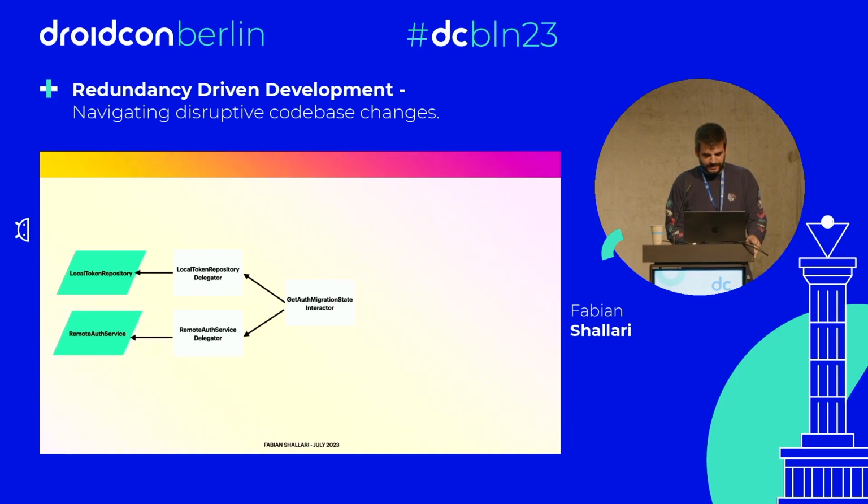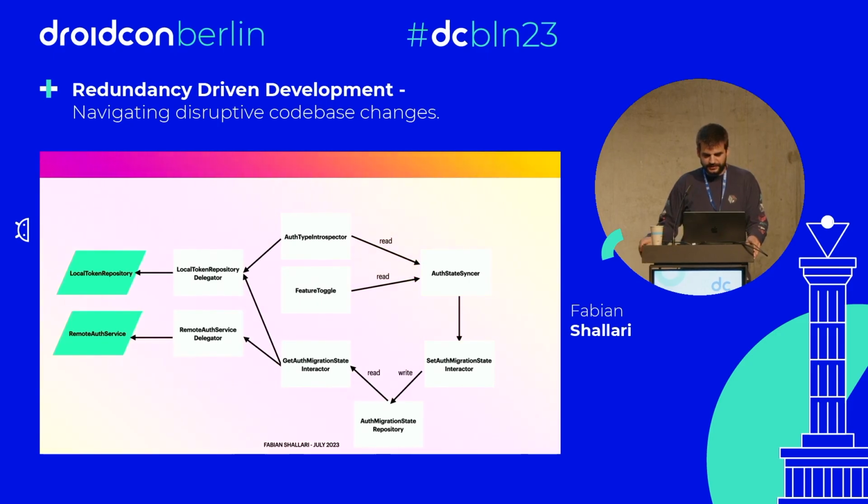So most importantly, let's see how we actually go forwards and backwards in the state machine. So the delegators have to both check the same thing, right? So asking the local token delegator or the remote auth service delegator, it would need to give you the same answer, basically, whether the user is in the legacy state or in the new state. So it makes sense that they have a single source of truth. And in order for us to have a single source of truth, we save that migration state somewhere, and we use an interactor to access that state.